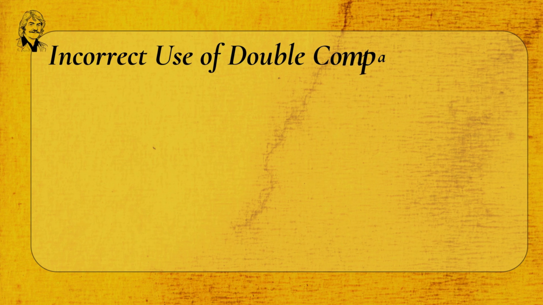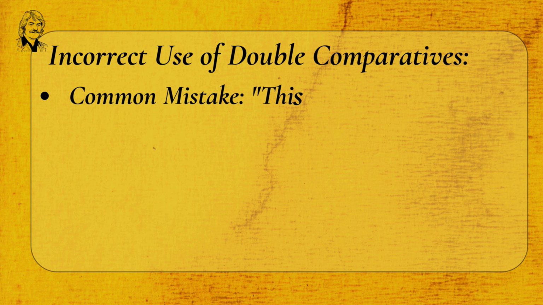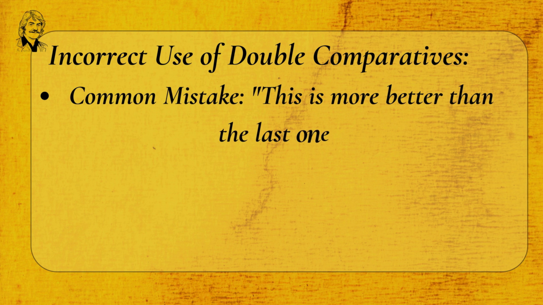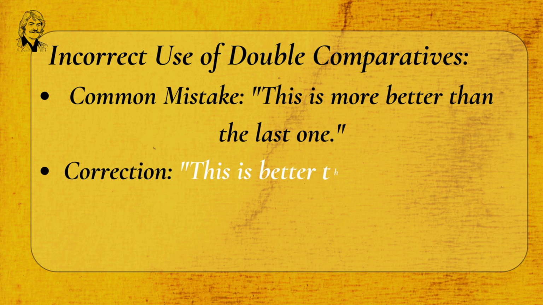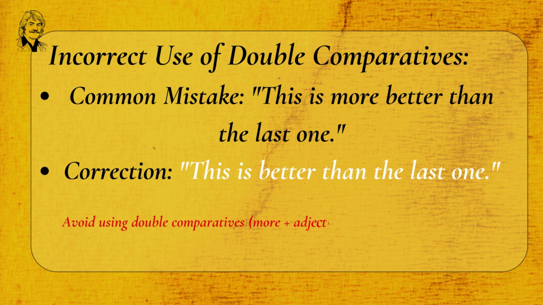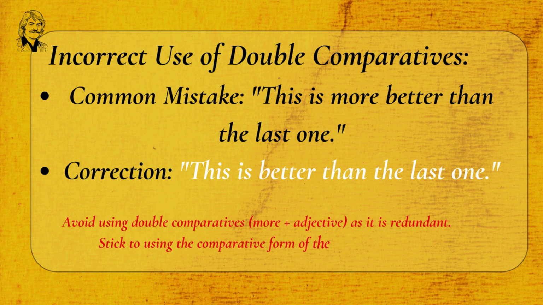Incorrect use of double comparatives. Common mistake: This is more better than the last one. Correction: This is better than the last one. Avoid using double comparatives, more plus adjective, as it is redundant. Stick to using the comparative form of the adjective alone.